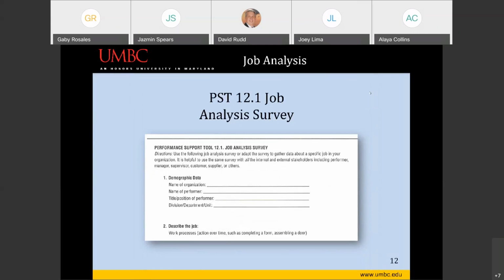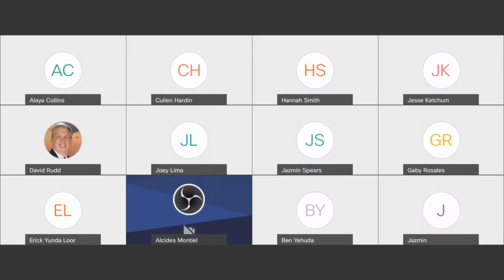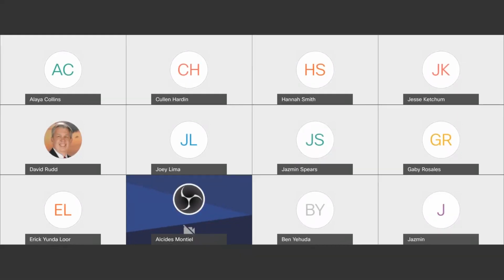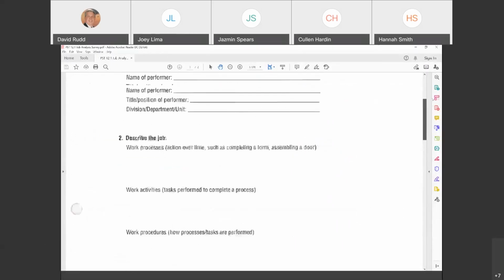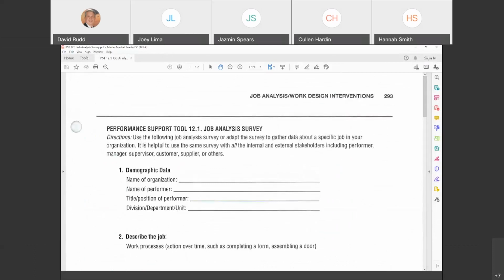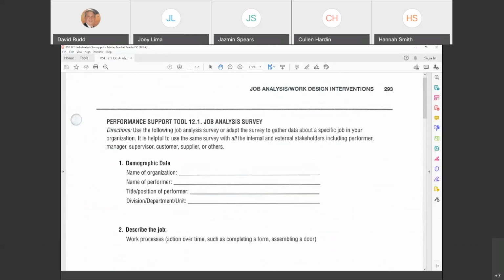Okay, in your course materials in Blackboard, you're going to find this job analysis survey. What I'd like to do is pull it up and go over it very quickly. Get my mouse to work. There you go. So here's the performance support tool, the job analysis survey.